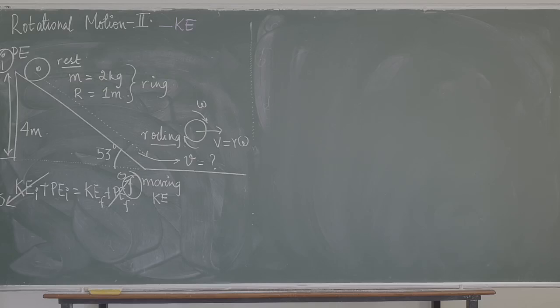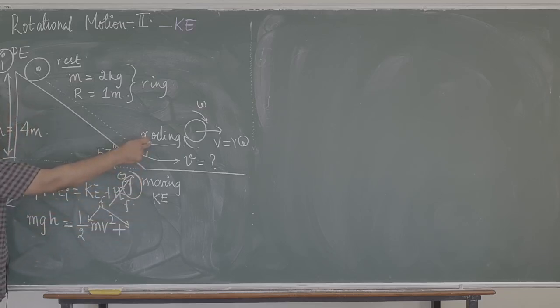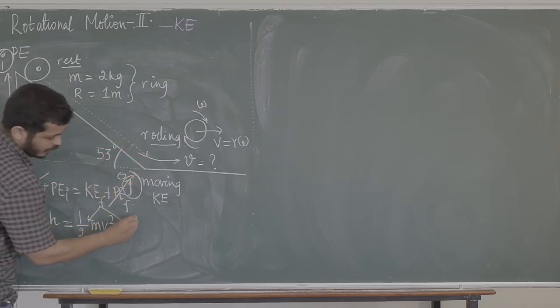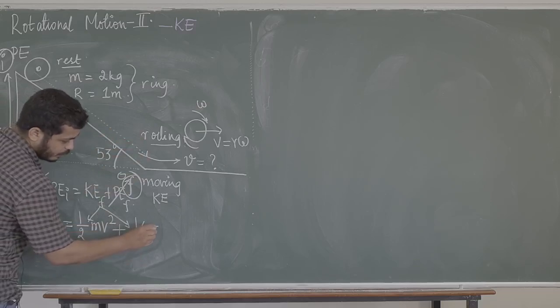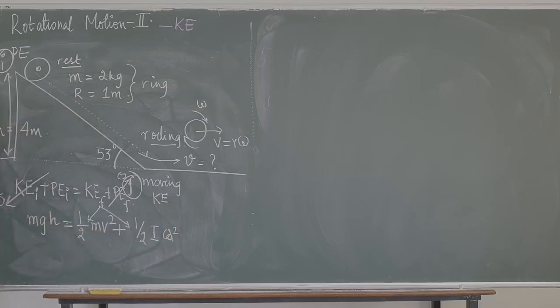Now we will need to write equations. What is the initial potential energy? Very simple. So we can write m into g into h. So this is your height, 4 meters. M is given, so m into g into h is equal to final kinetic energy. So we can just write half into m into v square plus, final kinetic energy is because of two things. Always keep in mind the object is rolling, so the kinetic energy is because of translation and because of rotation. So for rotation, you'll write half into I into omega square. You'll write both of these, half I omega square.